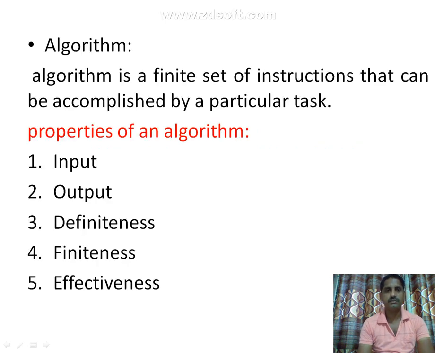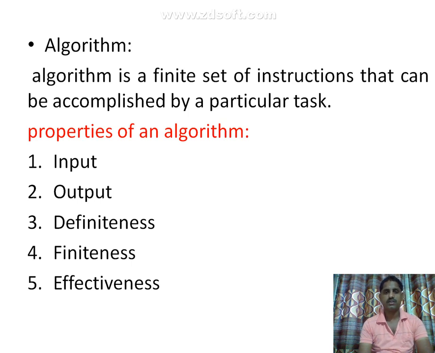So, what is an algorithm? An algorithm is a finite set of instructions that can be accomplished for a particular task. Task means whatever it may be, a program or anything else. An algorithm is a finite set of instructions that can be accomplished for a particular task.